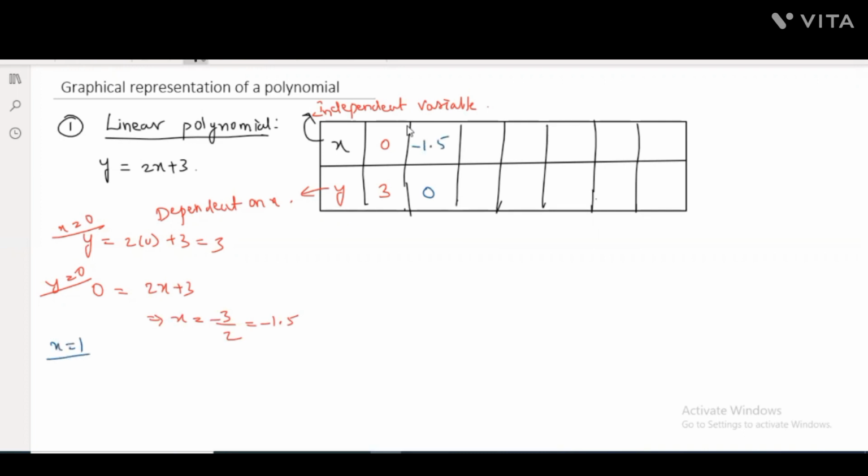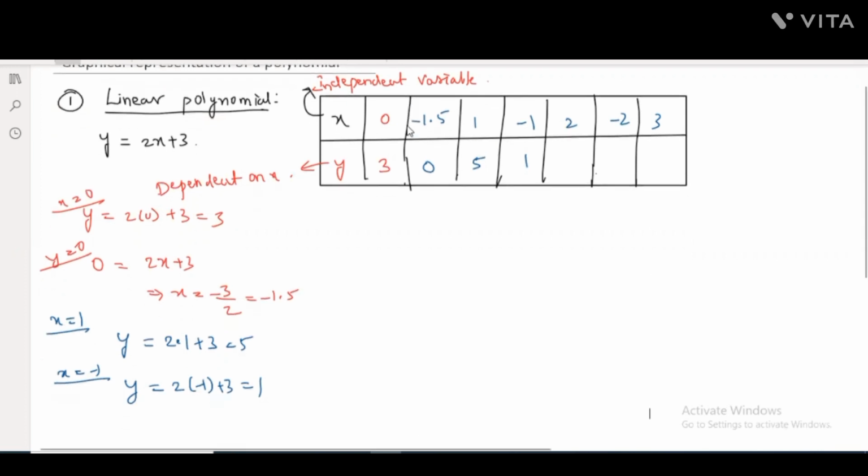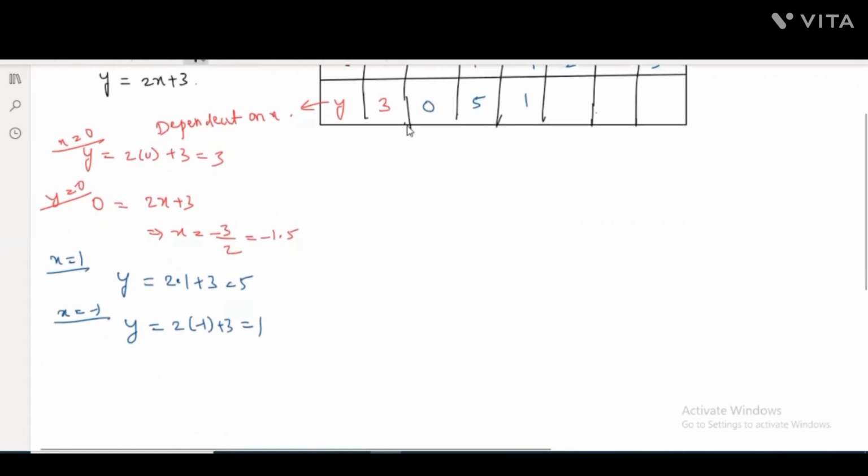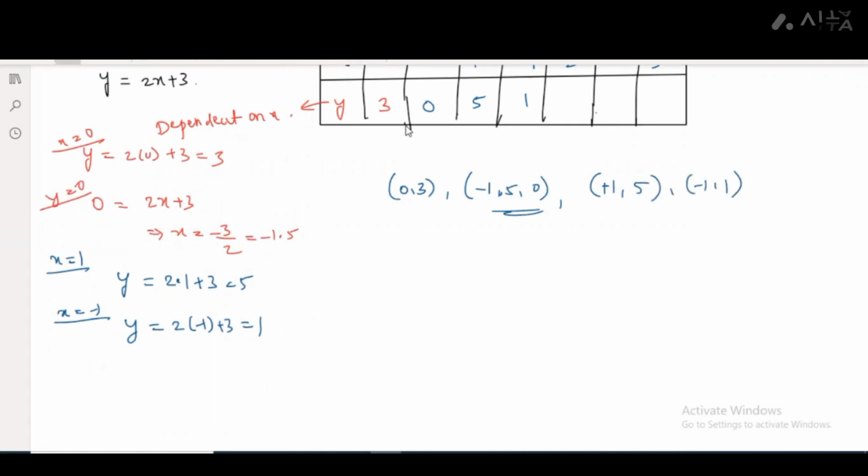Now I'll put x is equal to 1. So I get y is equal to 2 into 1 plus 3, which is 5. If I take x is equal to minus 1, y will be 2 into minus 1 plus 3, which is 1. You can take minus 2, minus 3, like that many values, but it's not required. Using 0, 3 and minus 1.5, 0, we can finish the graph of a linear polynomial. Extra, I'll take minus 1, 1 and 1, 5 also.